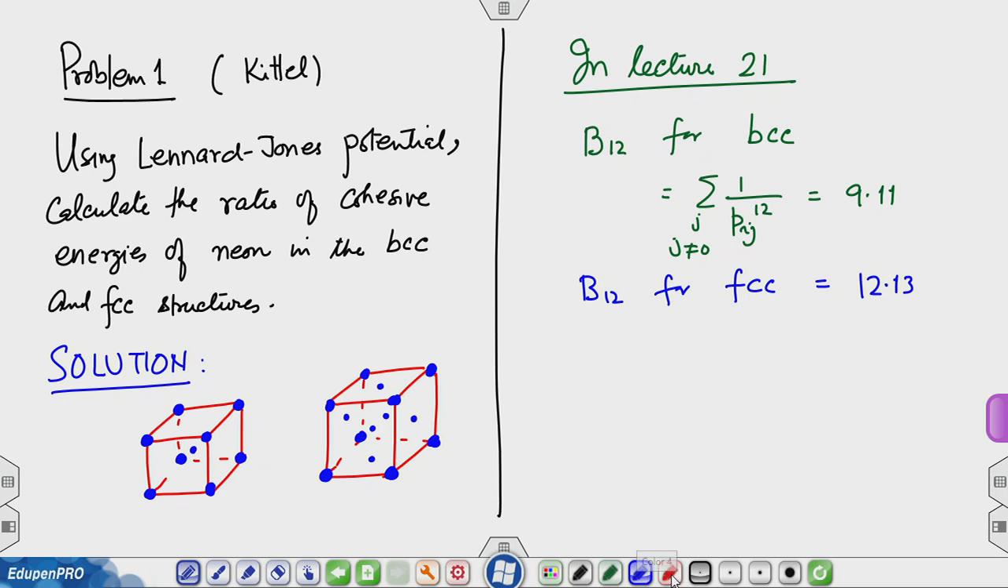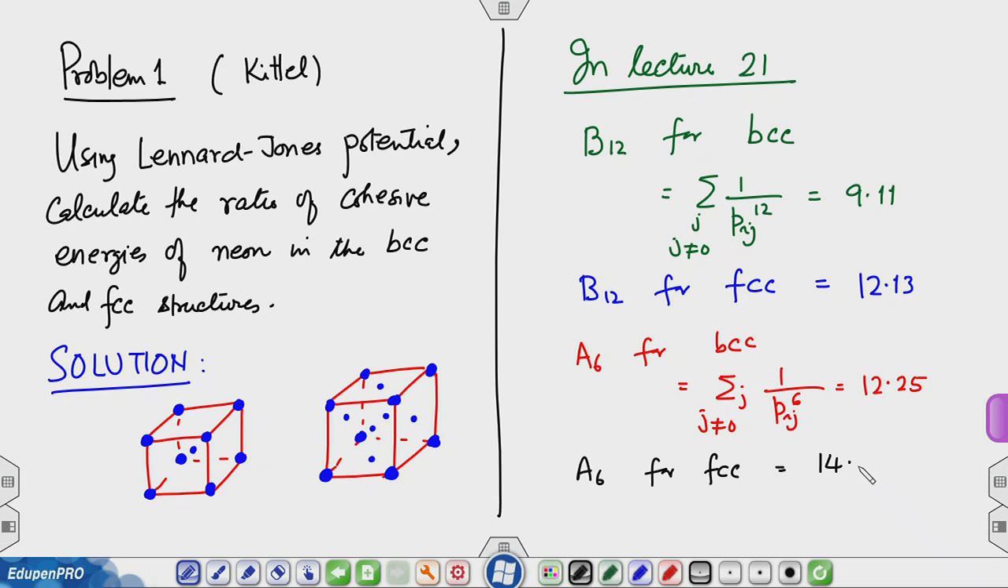Similarly, A6 for BCC. So, we are summing over all these atoms in a BCC structure, which is nothing but summation over j, j not equal to 0, 1 over p_ij raised to 6. This came out to be 12.25, and A6 for FCC was 14.45. So, we know all these structures and we can calculate the energy.